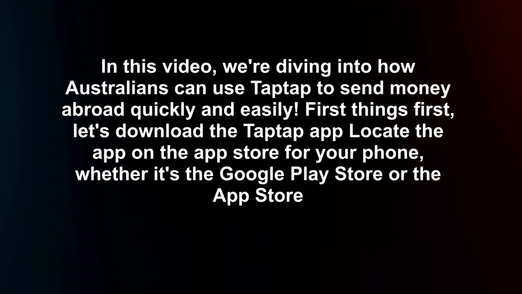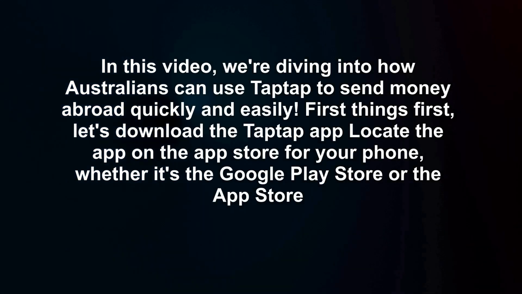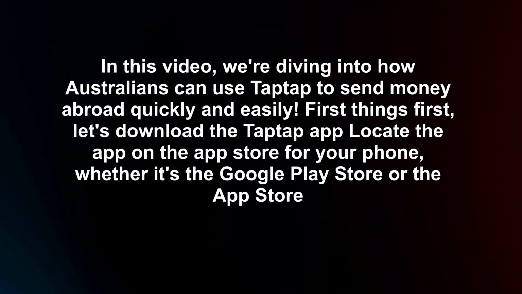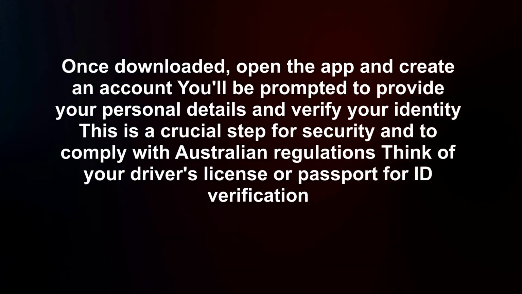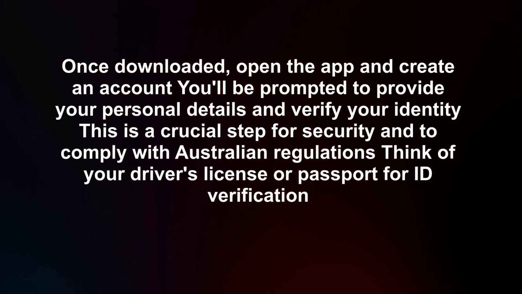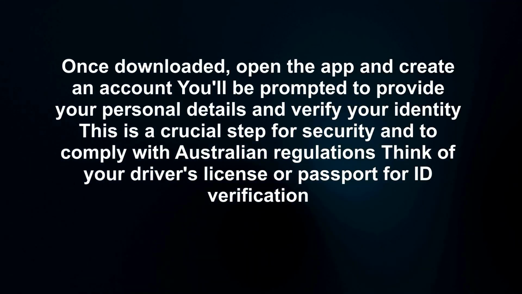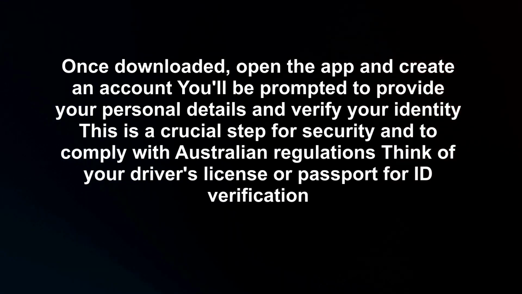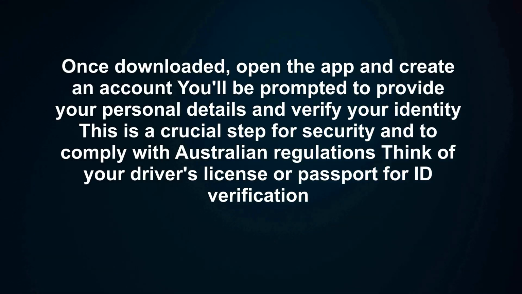First things first, let's download the TapTap app. Locate the app on the App Store for your phone, whether it's the Google Play Store or the App Store. Once downloaded, open the app and create an account. You'll be prompted to provide your personal details and verify your identity. This is a crucial step for security and to comply with Australian regulations. Think of your driver's license or passport for ID verification.